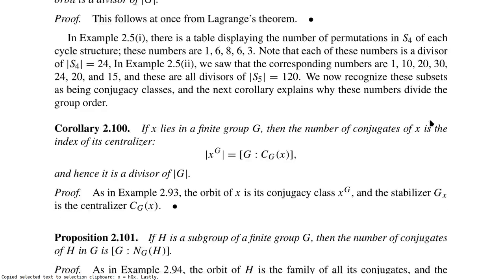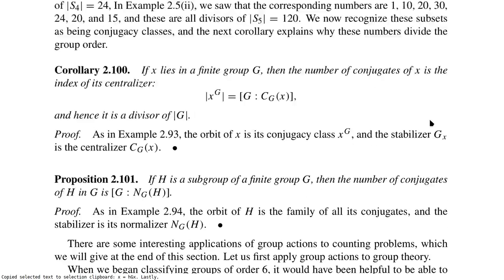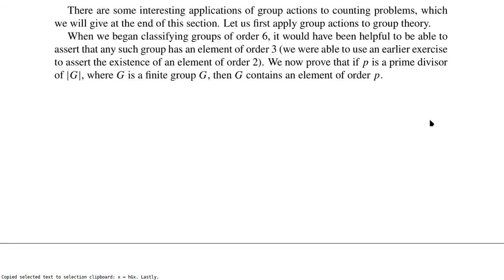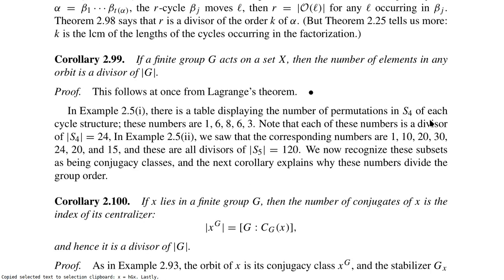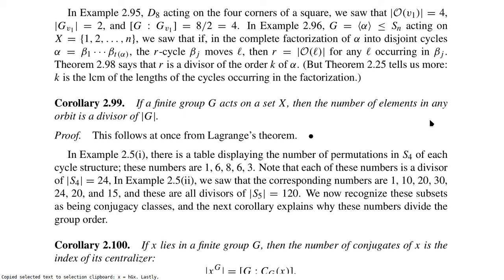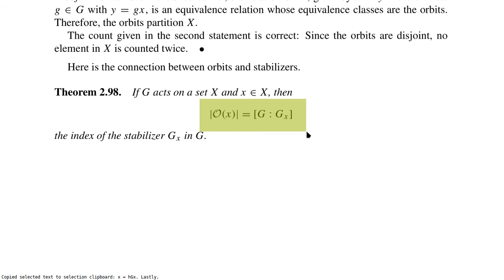Okay, so we have a few corollaries. Then we have the Cauchy theorem. The first corollary is that if you have a finite group acting on a set, then the number of elements in any orbit is going to be a divisor of the order of the group. It follows directly from here.